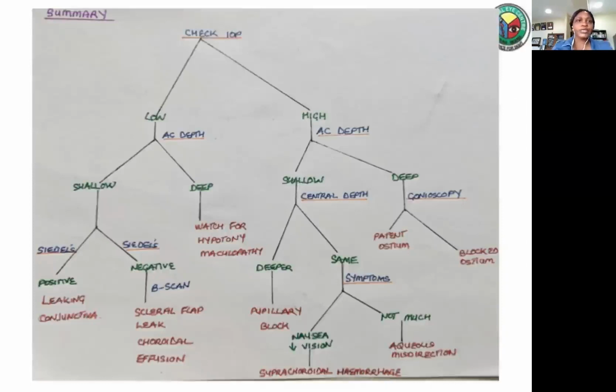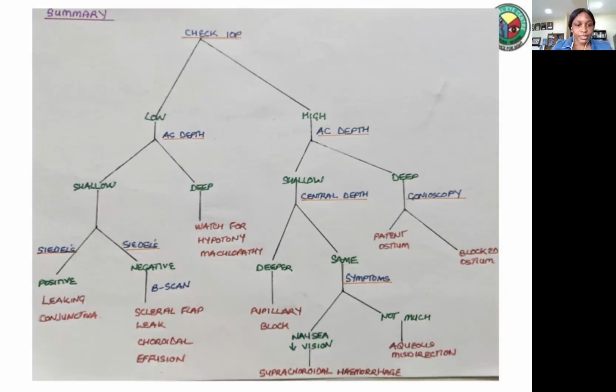Okay, so in summary, what I have said is a patient comes to you after trabeculectomy. The first thing you do is check the intraocular pressure. Now, the intraocular pressure will help you to classify the patient. If the intraocular pressure is low, then you check the AC depth. Now, AC depth can be shallow or it can be deep. If the AC depth is shallow, you do a Seidel's test.